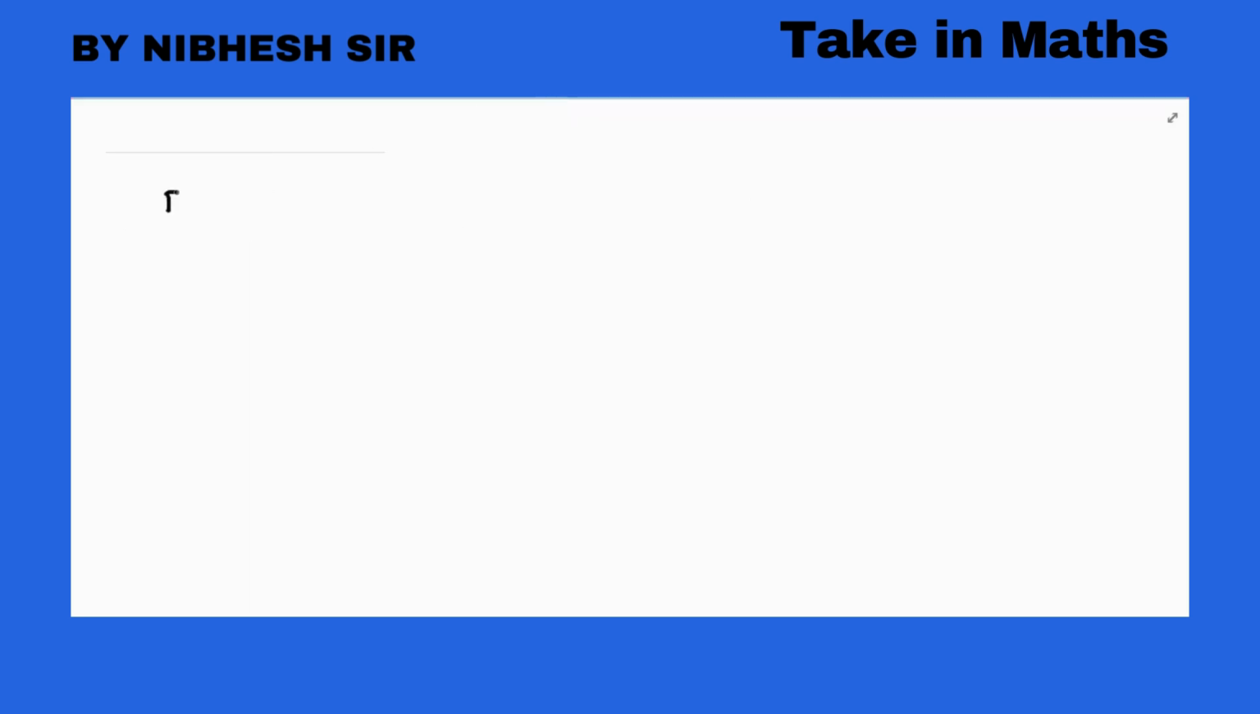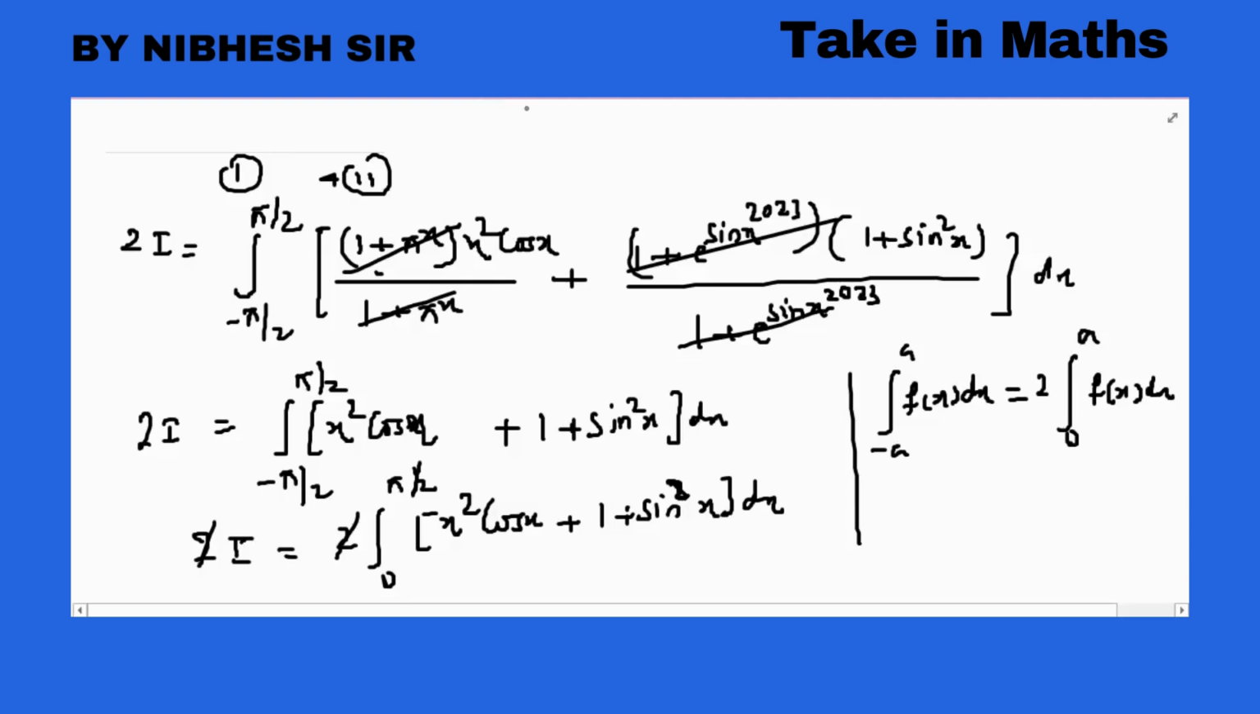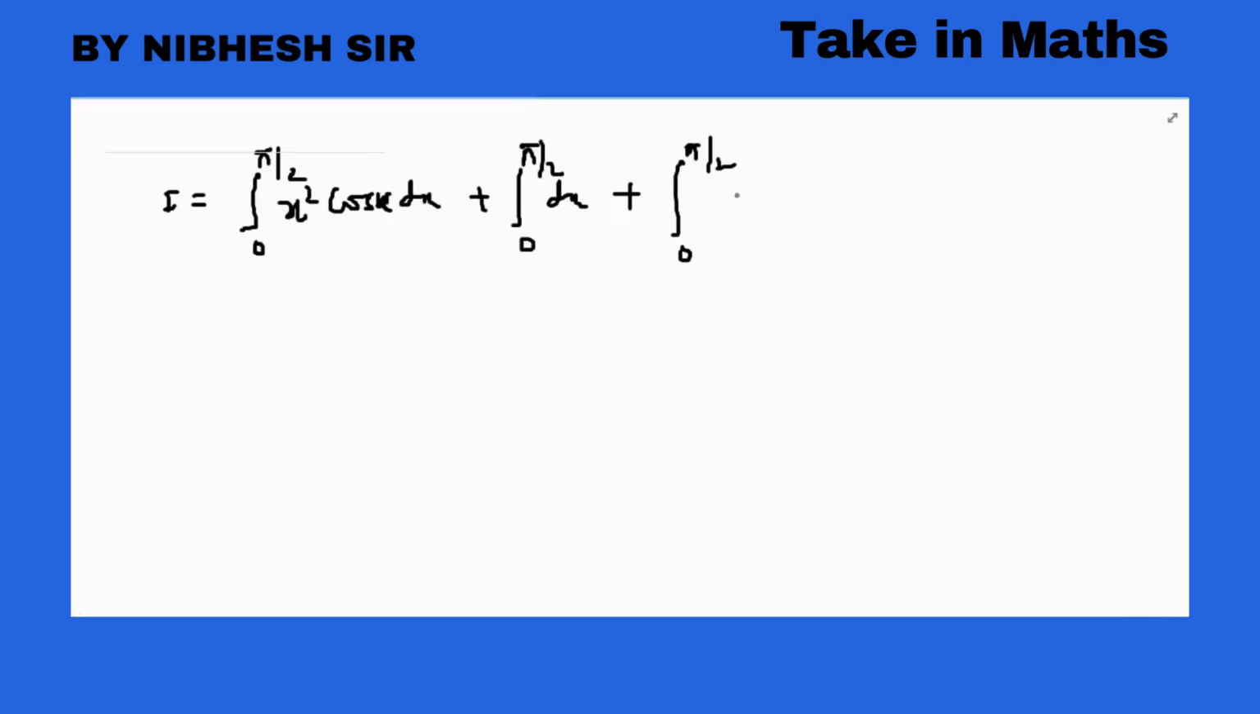So we have the integral from 0 to pi by 2 of x square cos x dx, and another one, the integral from 0 to pi by 2 of 1 dx, and the third part, the integral from 0 to pi by 2 of sin square x.